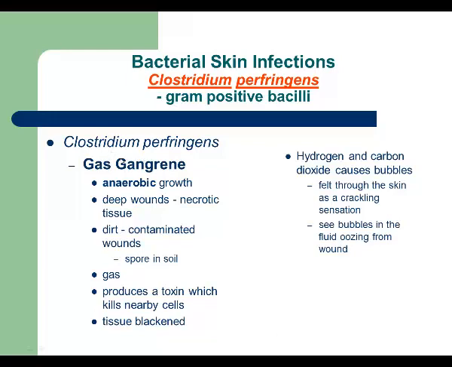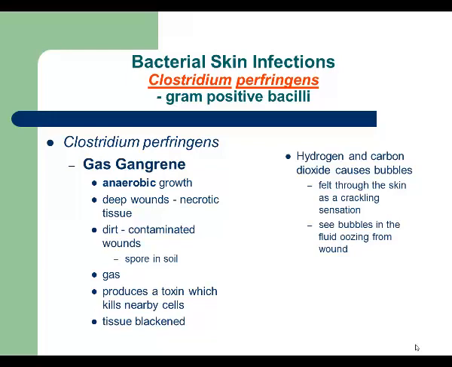So let's get back to Clostridium perfringens. Clostridium perfringens can cause gas gangrene. How do people usually get infected with Clostridium perfringens? People get infected through wounds contaminated with soil. Because remember, Clostridium perfringens can form endospores, and this form can be found in the soil.